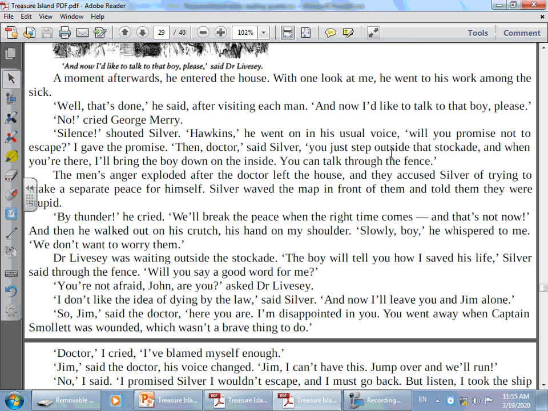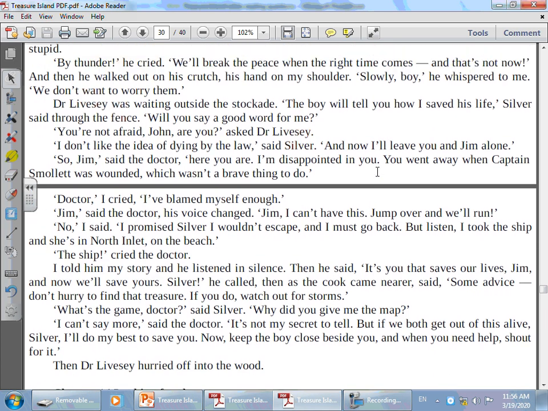So what happened here? After checking on the patients, Dr. Livesey asked to talk to Jim. But what happened? George Merry said no. Who stopped him? Long John Silver. Long John Silver is a strong, controlling pirate. So he stopped him, and he took a promise from Jim Hawkins not to escape. Also, he told Dr. Livesey to step outside the stockade, and after he stepped out, he would take Jim Hawkins out to talk to Dr. Livesey, but through the fence. Let's continue.